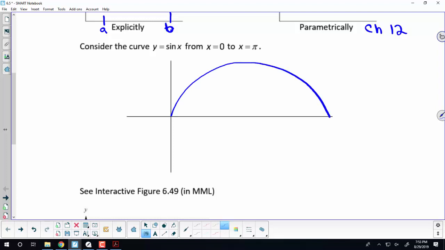Okay, so let's say that's sine from 0 to pi. And we wanted to know what is the length of that curve. You kind of see it there below what's happening.